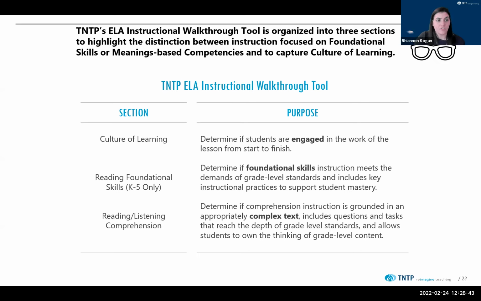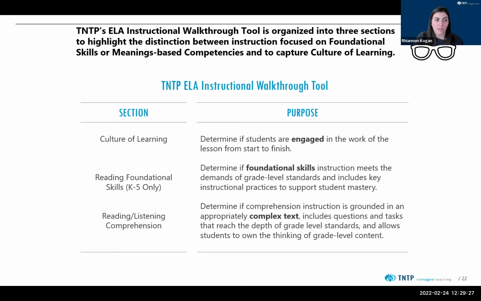So TNTP's instructional walkthrough tool is organized into three sections to highlight the distinction between instruction focused on foundational skills or those meaning-based competencies and to capture culture of learning. At the top, you'll see culture of learning. As we explored in the opportunity myth discussion, student engagement is crucial to student success, which is measured through that strand. The reading foundational skills section addresses the word recognition strands of Scarborough's rope because phonics instruction should be systematic and explicit and not necessarily grounded in an authentic text. This section is more typically addressed in grades K through 2, where explicit phonics instruction is a norm.